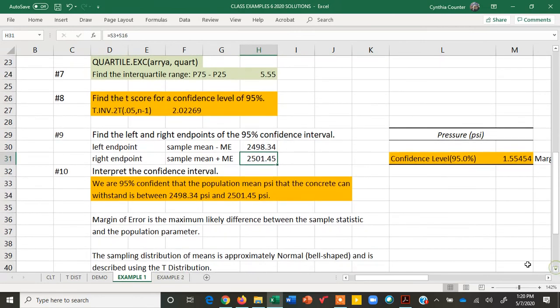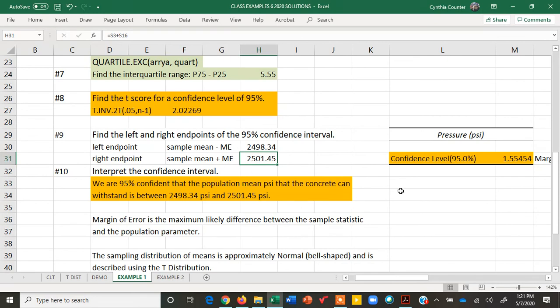The interpretation is a sentence. We are 95% confident. You always want to have your confidence level in the sentence. You want to say what it is you are estimating. So it's always going to be a parameter. So it'll be population mean because it's a parameter. 95% confident that the population mean. So you always need to have your confidence level, the parameter you're estimating, and when you put your endpoints in there, make sure that you have your units.